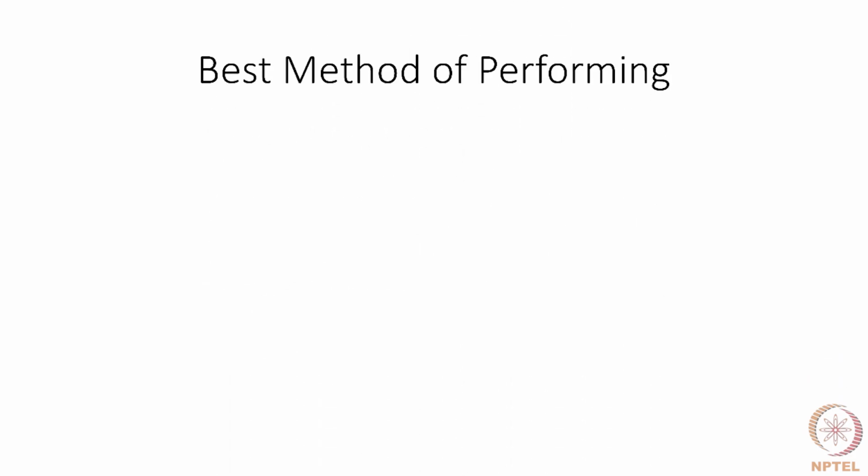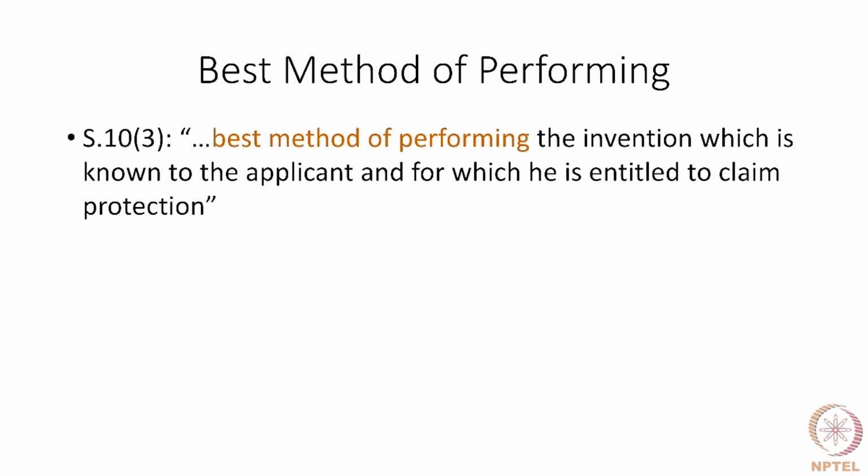Now the best method is on performing the invention. Now this we get from section 10.3, that the complete specification should disclose the best method of performing the invention which is known to the applicant. So he can only disclose what he knows, for which he is entitled to claim protection. So the best method is tied to the claim. So if you describe the claim in detail, the method of performing the invention in detail, whatever you have claimed, then you satisfy this requirement.